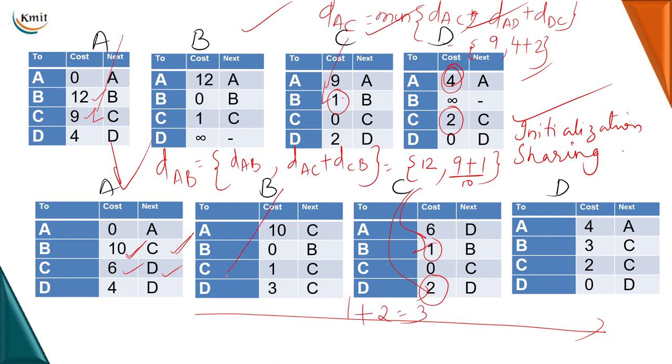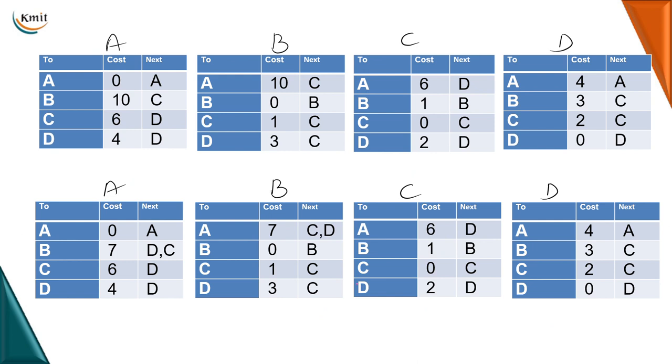So B is reaching D with a distance of 3 via C. Likewise, all the other tables, using the information of their neighbors, will update their routing tables. And this process continues. Now you can see further. A gets again next iteration. That was the first iteration.